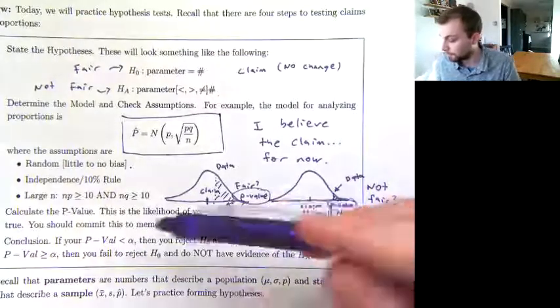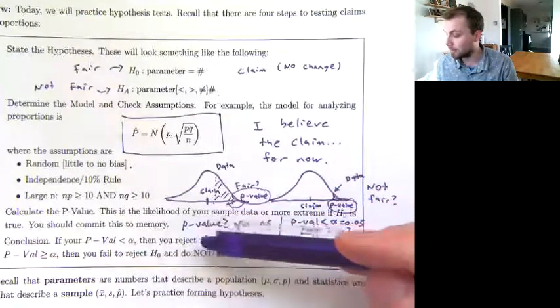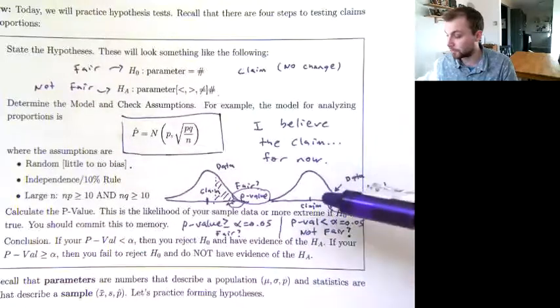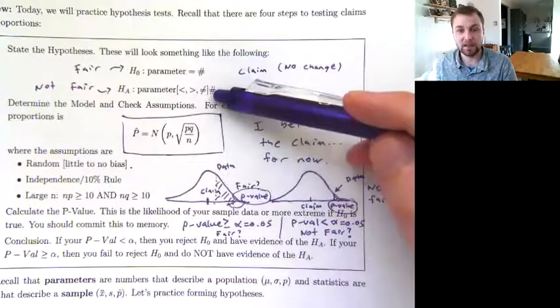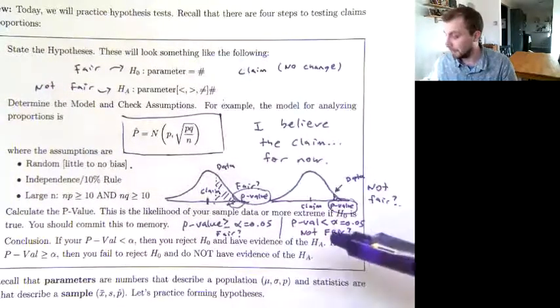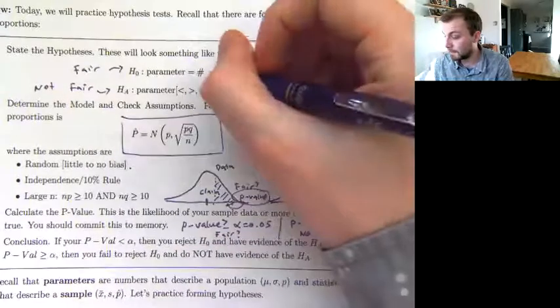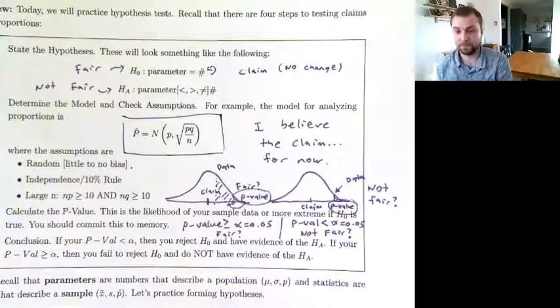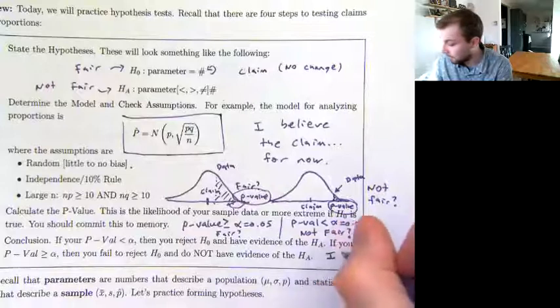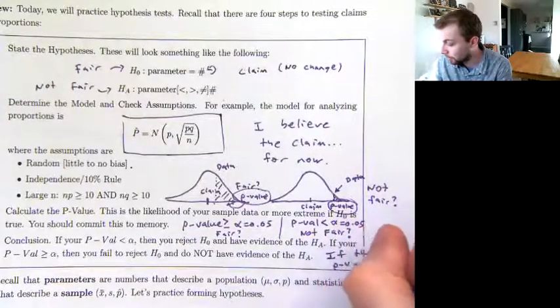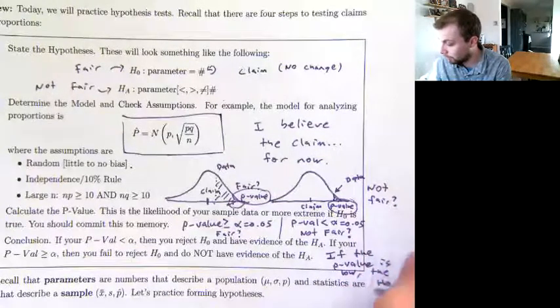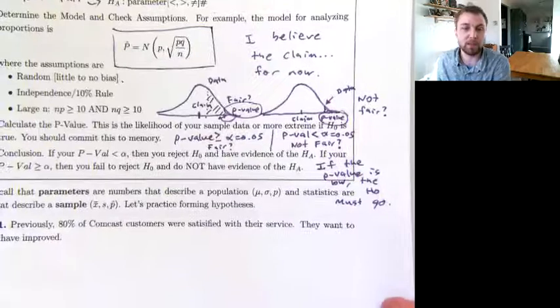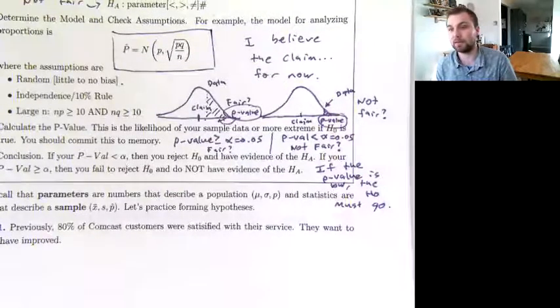So if my p-value is less than my alpha, I reject the null hypothesis. I'm in this not fair situation. I reject the null hypothesis. I have evidence of the alternative. If I have a large p-value, I fail to reject, and I just stay in place there, and I do not have evidence of the alternative. The way that I remember this: if the p-value is low, the null must go. So if I have a small p-value, I reject the null hypothesis.